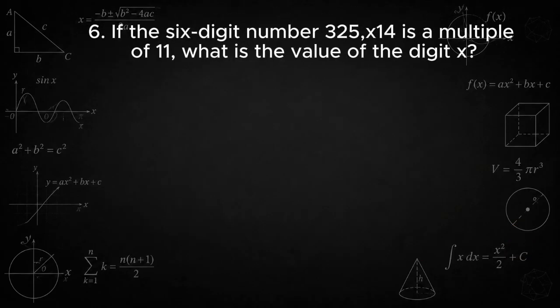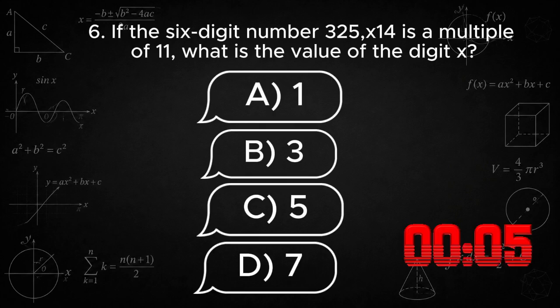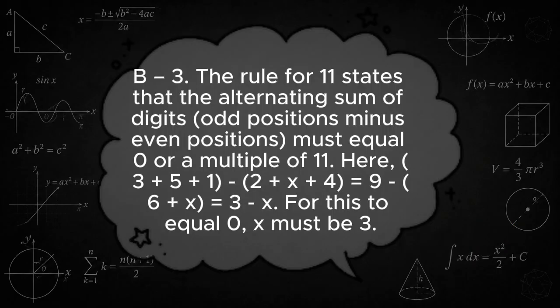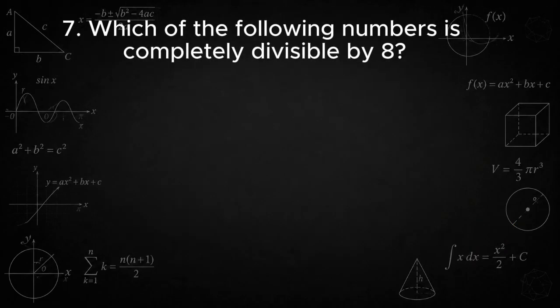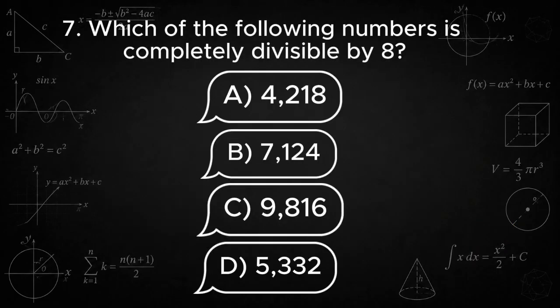6. If the six-digit number 325x14 is a multiple of 11, what is the value of the digit x? 7. Which of the following numbers is completely divisible by 8?